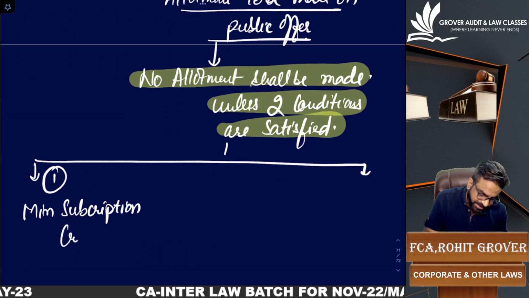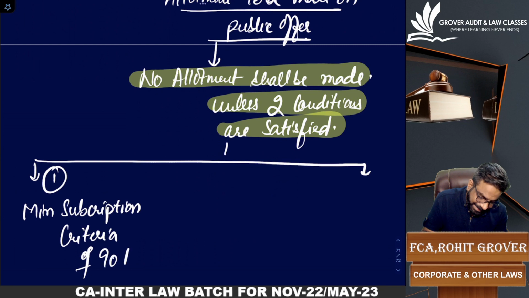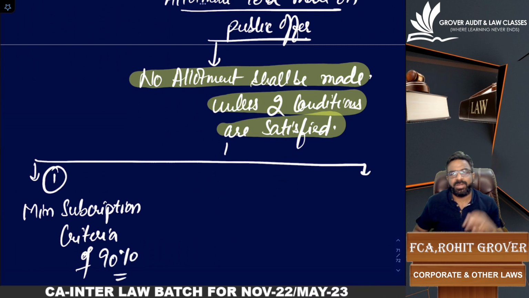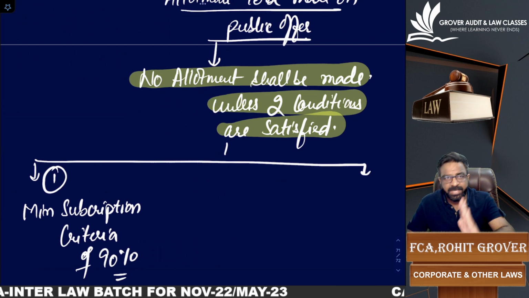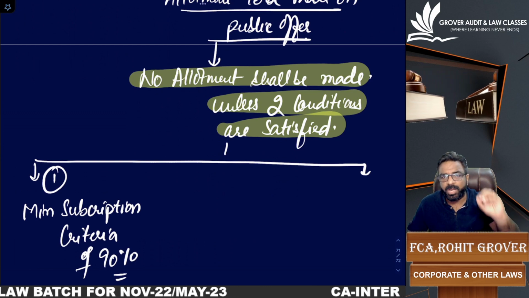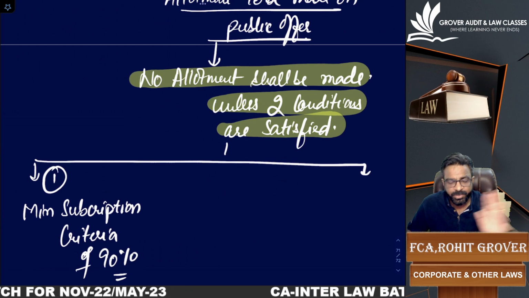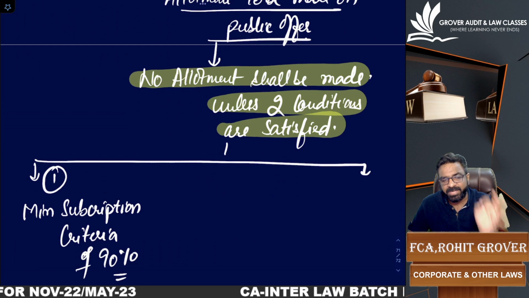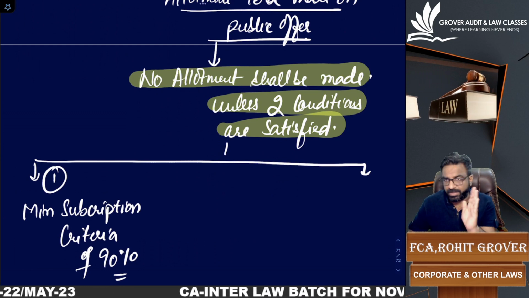criteria of how much percentage? Can anybody tell me? 90%. If your issued share capital is not at least 90% subscribed, can you do the allotment or is the allotment null and void? Null and void. You can't do the allotment if the minimum subscription criteria of 90% is not done.